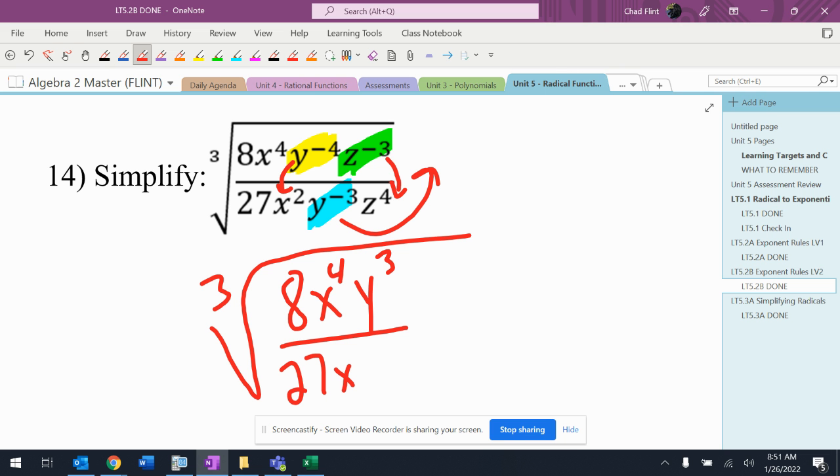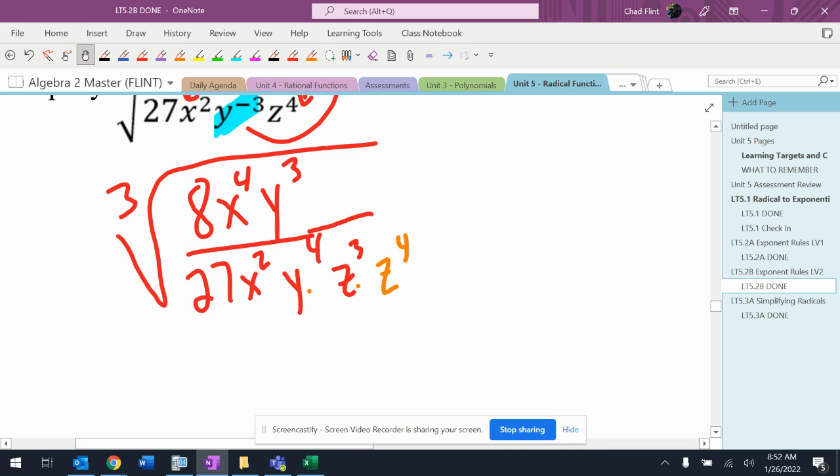We got 27x squared, y to the fourth, z to the third. Hang on. Yeah, that's fine. Z to the third. And I also have a z to the fourth. Just be careful when you're moving things that you're paying attention to where everything is. The top had an 8 and an x to the fourth, and I brought a y to the third up. The bottom had a 27 and x squared and a z to the fourth, and I brought those two down.